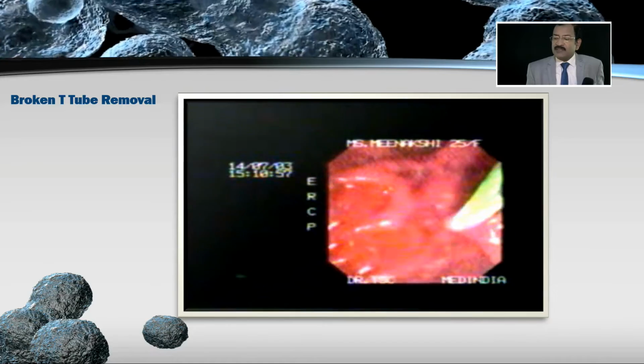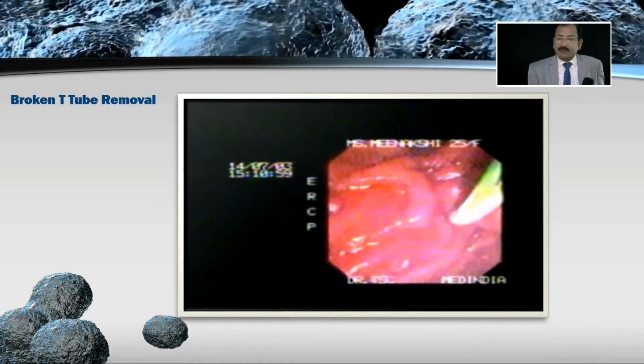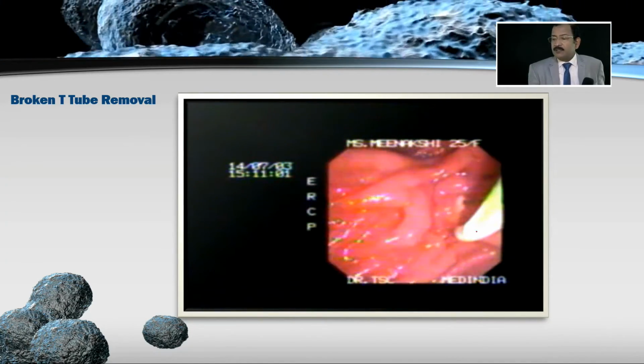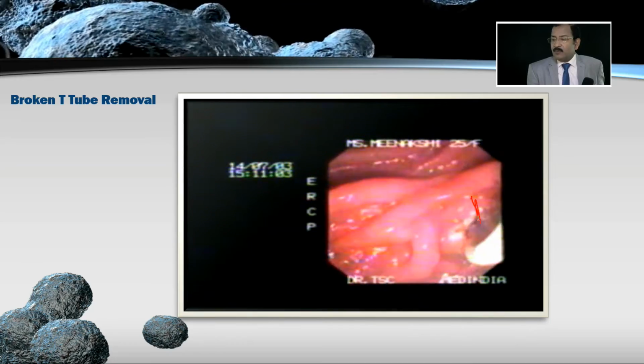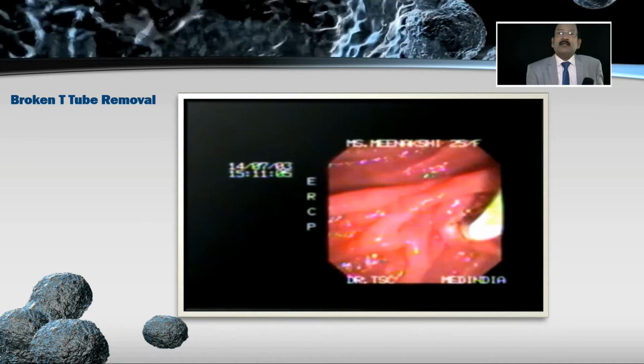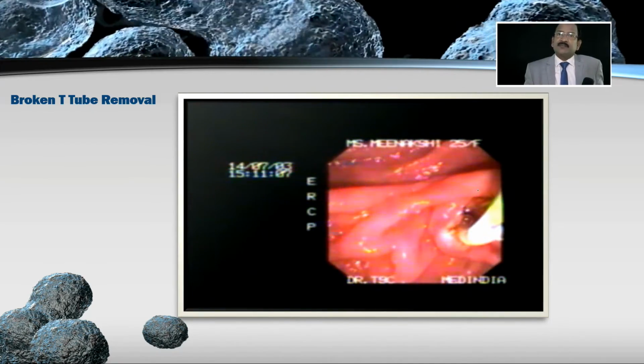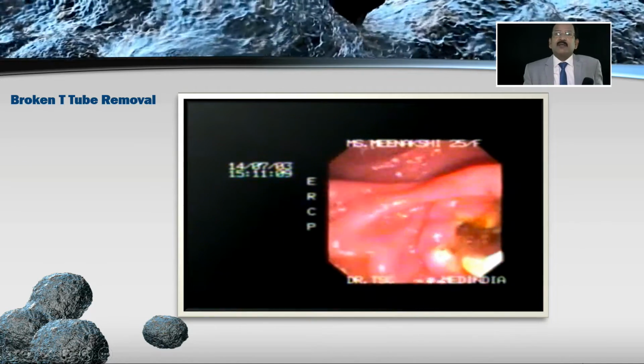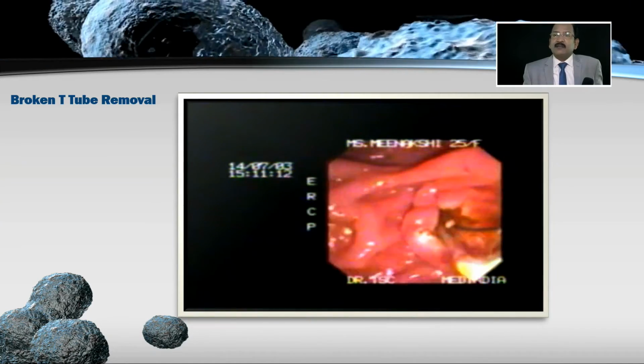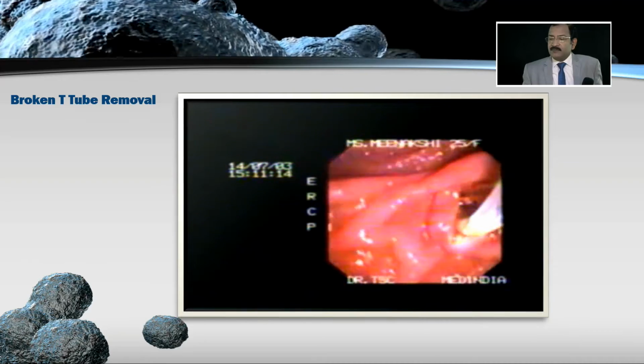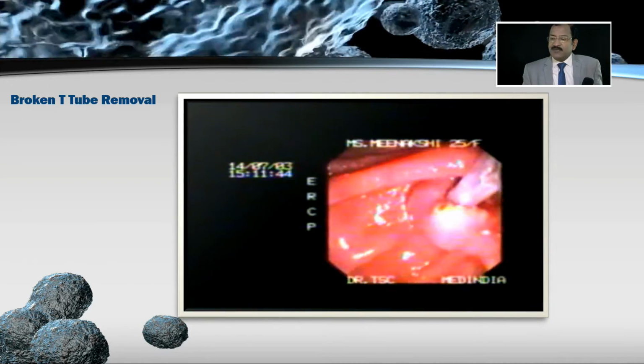First you have to do a sphincterotomy. A sphincterotomy will be done at the 11 o'clock position, and this is by monopolar cutting. You can cut the sphincter. You should not go beyond the mucosal fold to prevent perforation. And this sphincterotomy is finished.